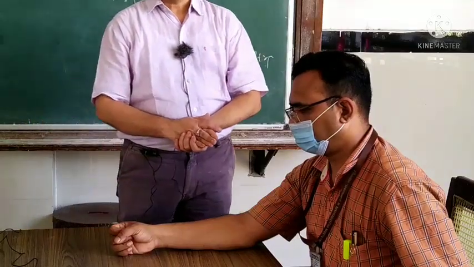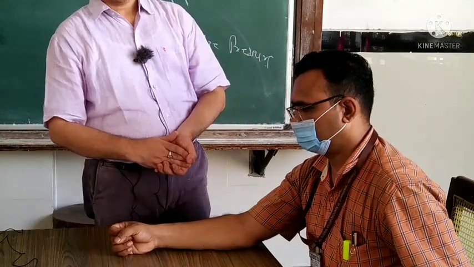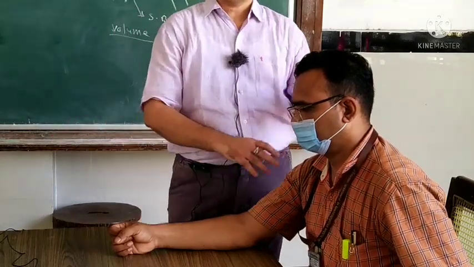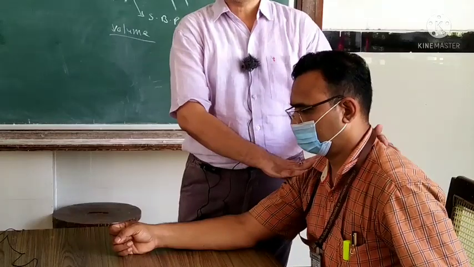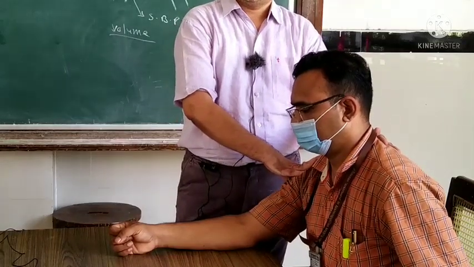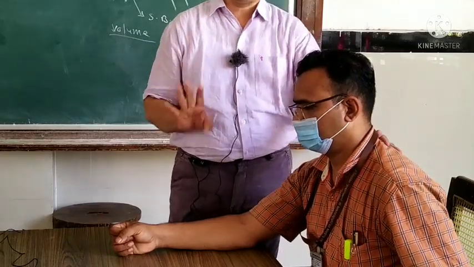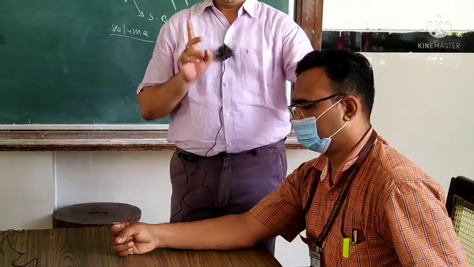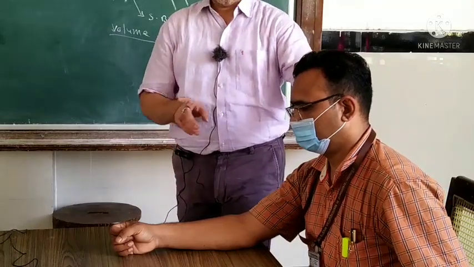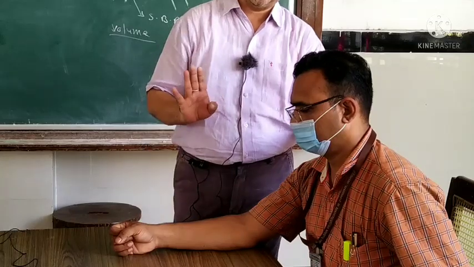Now we have the demo of how to examine the radial pulse. The first and very important thing is that the subject or the patient must be completely relaxed and comfortable. The second is that the examiner should also be relaxed and comfortable. Always stand on the right side and always use the right hand for the examination of the radial artery.